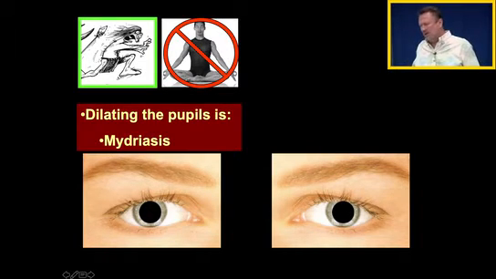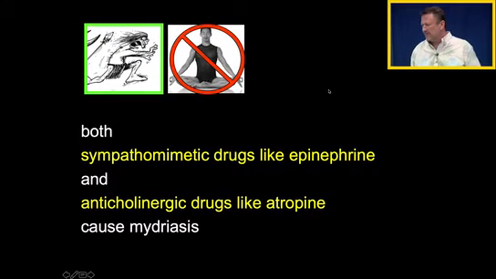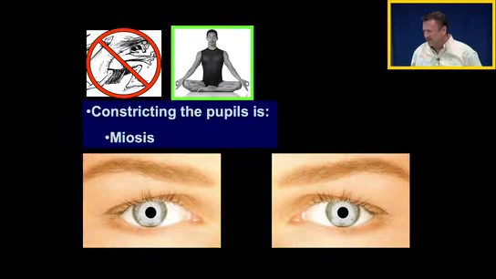And I'll tell you right now, mydriatic drugs are problematic in somebody with glaucoma. And so you'll know that sympathomimetic drugs will have a warning for people with glaucoma, as will anticholinergic drugs. So drugs like epinephrine, the sympathomimetic, or anticholinergic drugs like belladonna alkaloids and atropine are mydriatic drugs. They cause mydriasis. All right, constricting the pupils is the opposite. So now I have the opposite icon up here. We have sympatholytic drugs, and we have cholinergic drugs that can cause constriction of the eyes.